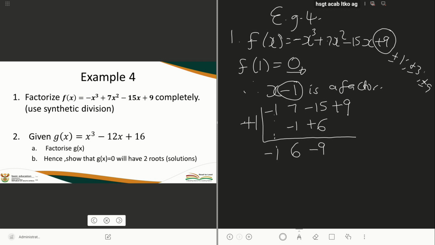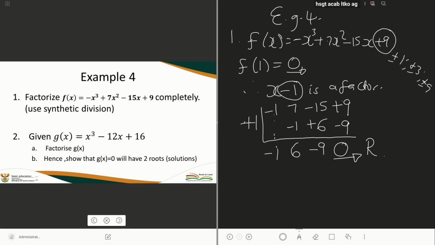Then you say positive 1 again multiplied by negative 9. That is going to be negative 9. So you say 9 plus negative 9 is 0. So this 0 serves as your remainder. Remember, this is a synthetic division method.